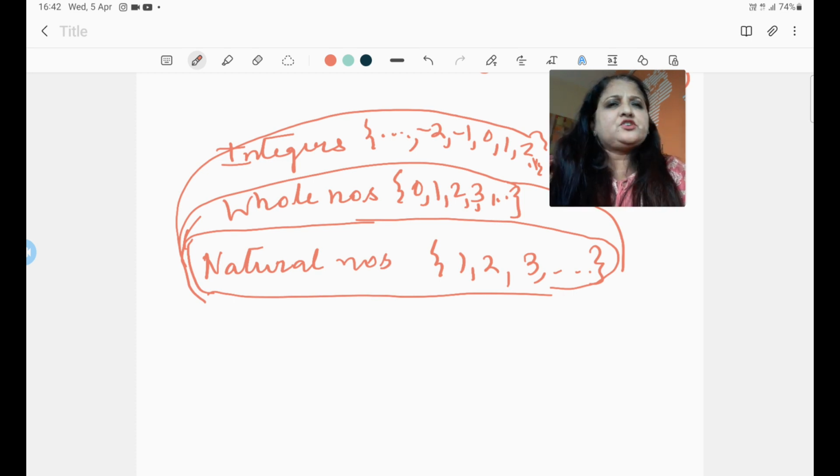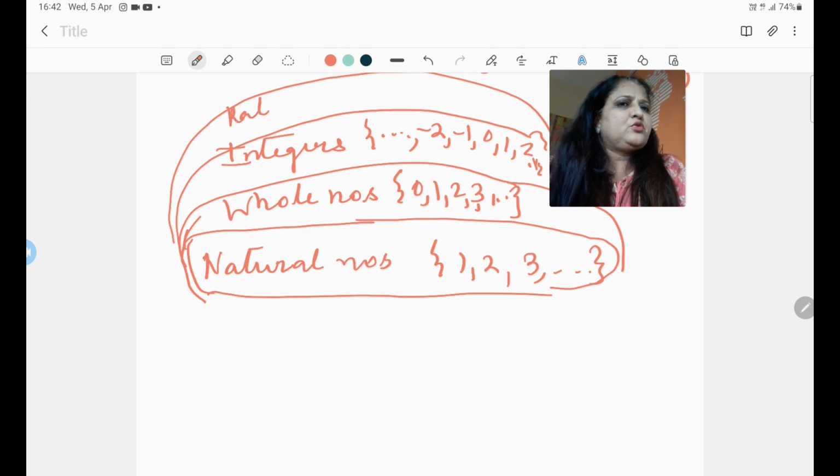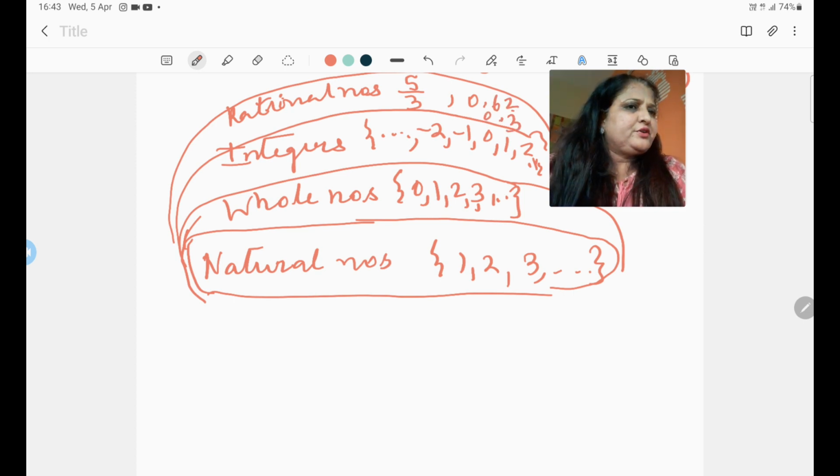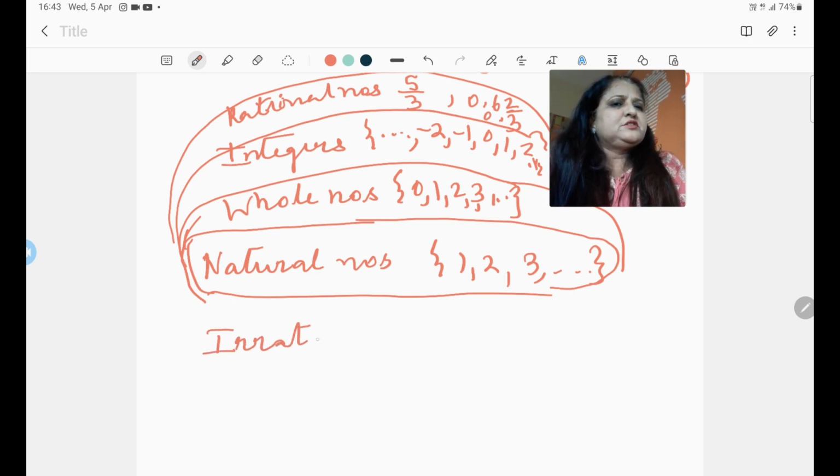And then we have the rational numbers. Integers are included in the rational numbers as well, because all integers are also rational numbers. So rational numbers can be 5 by 3 in the form of a fraction. It can be a terminating decimal. It can be a recurring decimal, 0.3 bar, and so on. Irrational numbers are numbers which do not satisfy any of these properties.